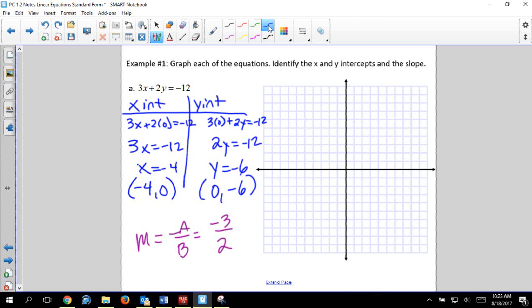Okay, so we're going to plot the x-intercept and the y-intercept, and you could use your straight edge at that point and connect it, and it'll work just fine. You could, if you want, start at the x-intercept and use the slope. You could go negative 3 over 2, or up 3 left 2, up 3 left 2. We can start at the y-intercept and use the slope. You just need 2 things.